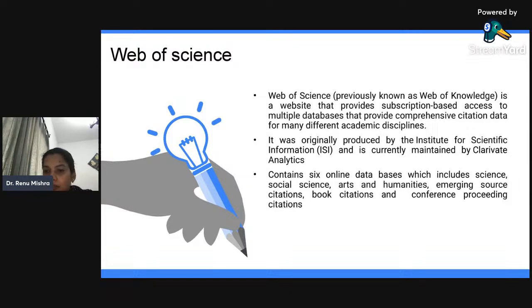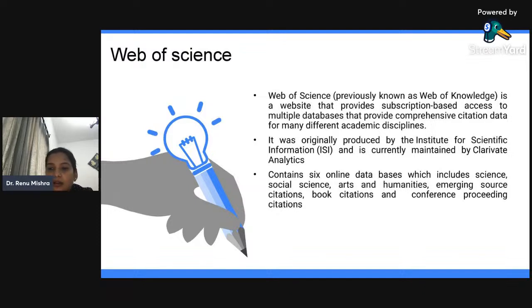Somebody asked me what the H index is. The H index is primarily the highest number of publications of a scientist that have received at least that many citations. So it is basically the citations of the paper.